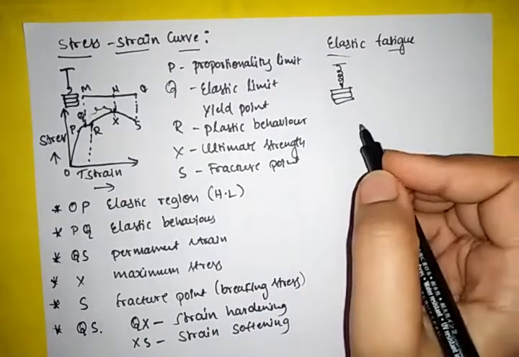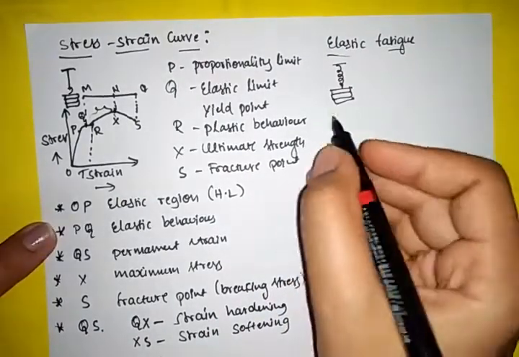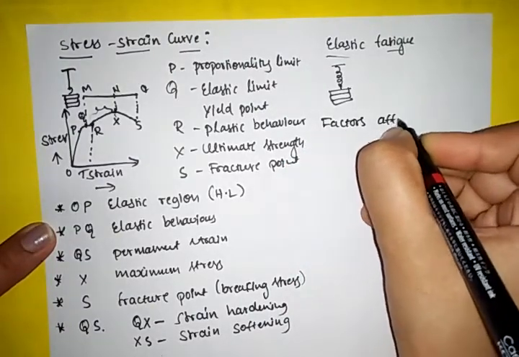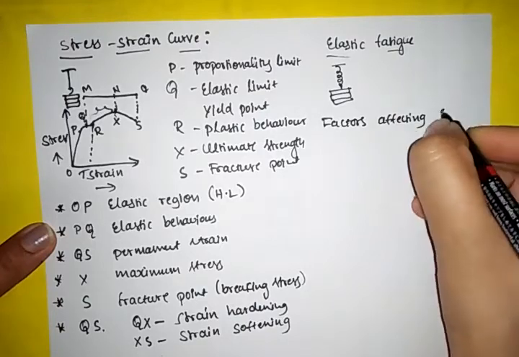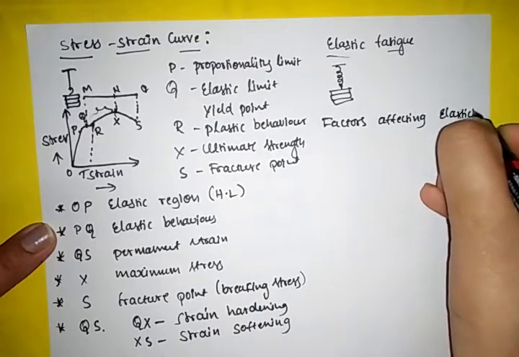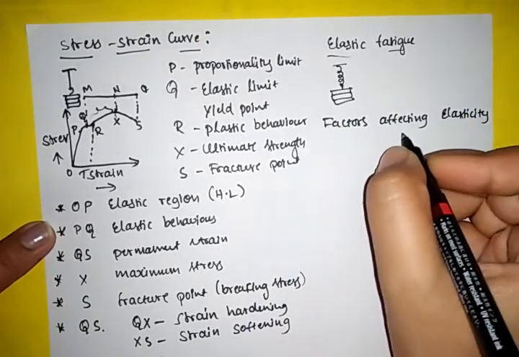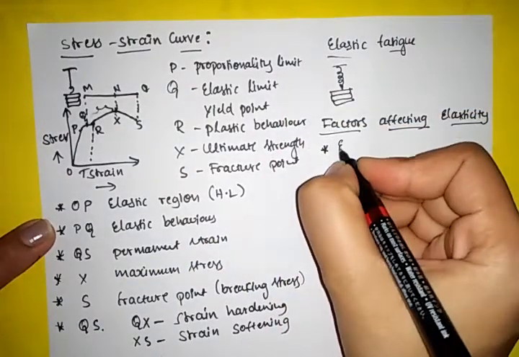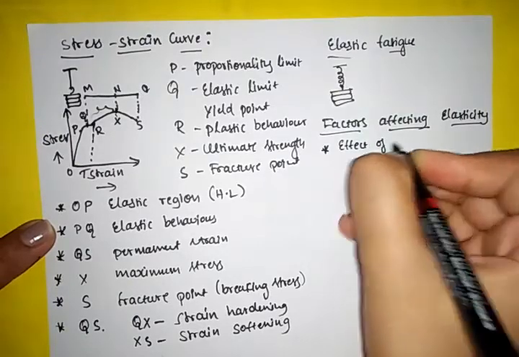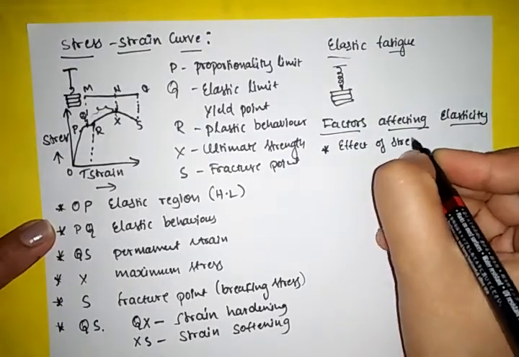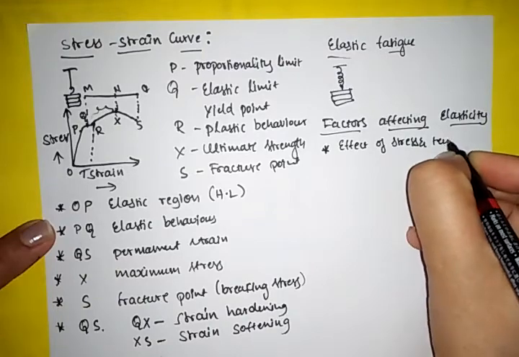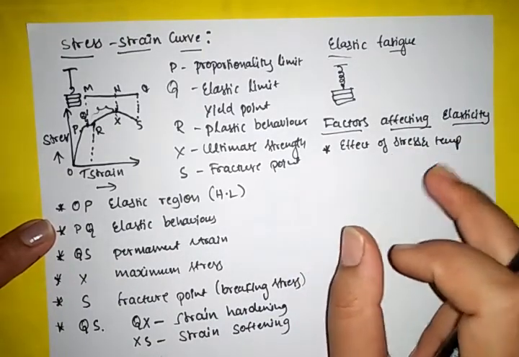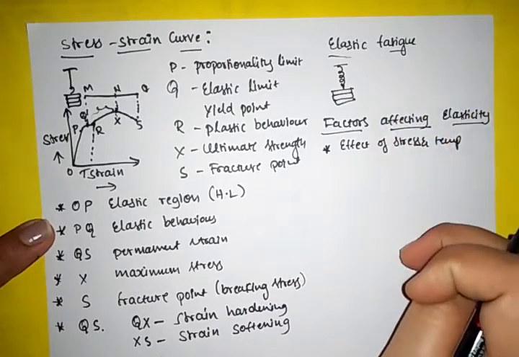Okay, next, the factors affecting elasticity. What are the factors affecting the elasticity? First point, the effect of stress and temperature. The effect of stress due to temperature is one of the factors affecting the elasticity.